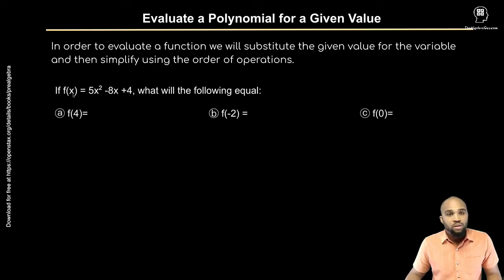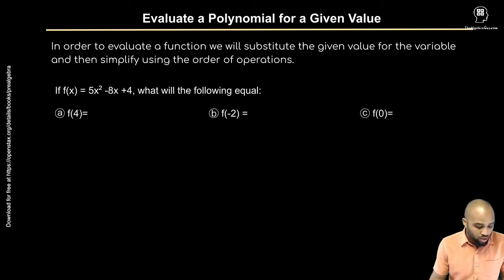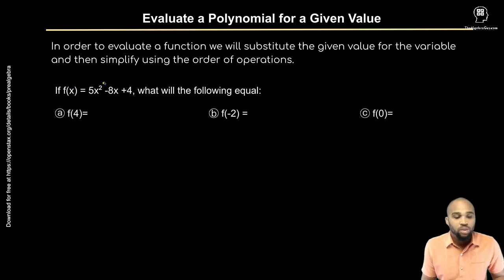If f of x, which is how you read it, f of x equals 5x squared minus 8x plus 4, what will the following equal? So if this is our function that we're looking at, let's look at a. What is f of 4 going to equal? Well, what are they asking us to do? They're simply saying, and you can probably intuitively figure this out, if I put a 4 in place of my x, what's my answer going to be?